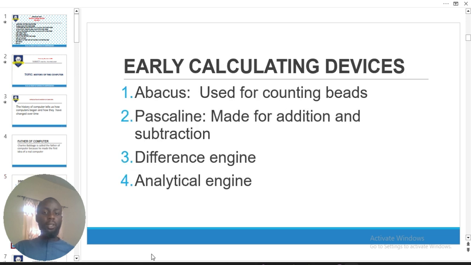Then we have the early calculating devices. The first one we have the abacus, which is used for counting beads. Then we have the second one, which is the Pascaline, made for addition and subtraction. Then we have the third one, which is the difference engine. And we have the fourth one, which is the analytical engine.